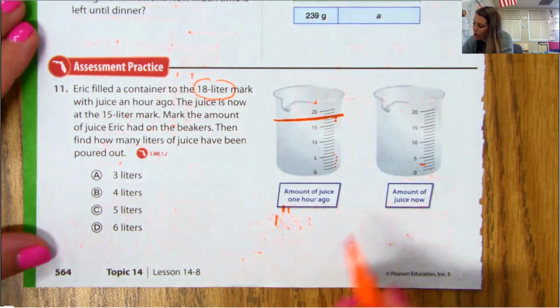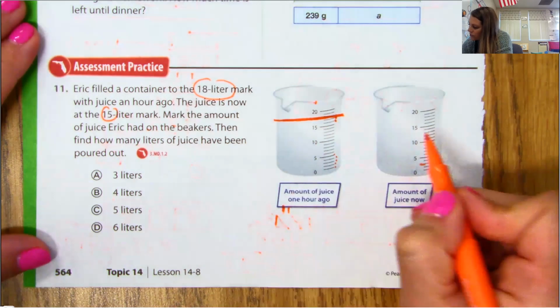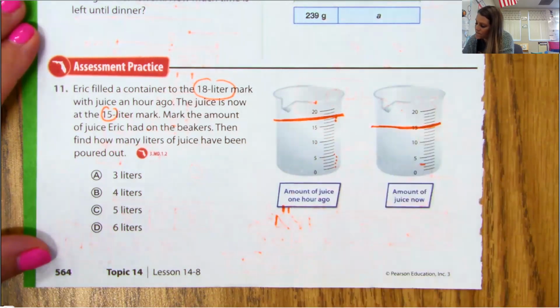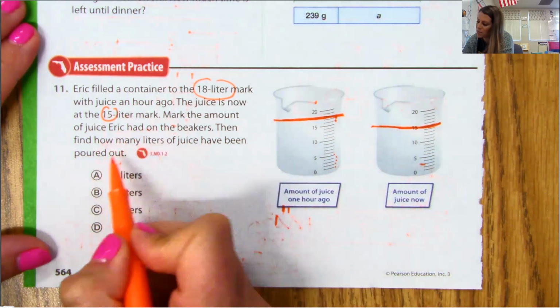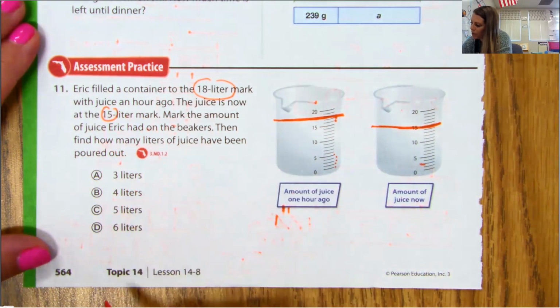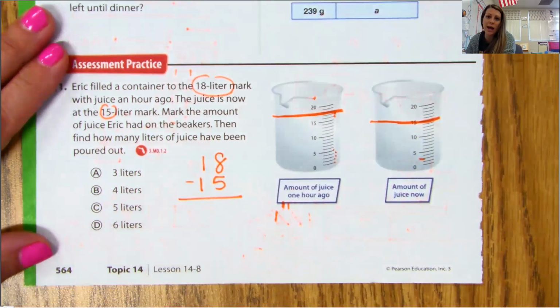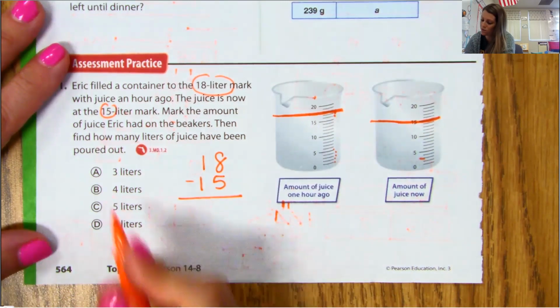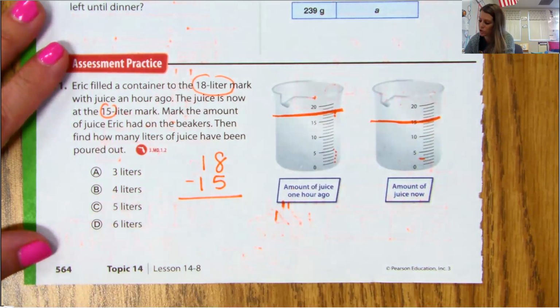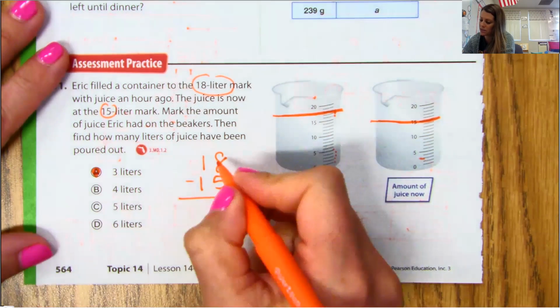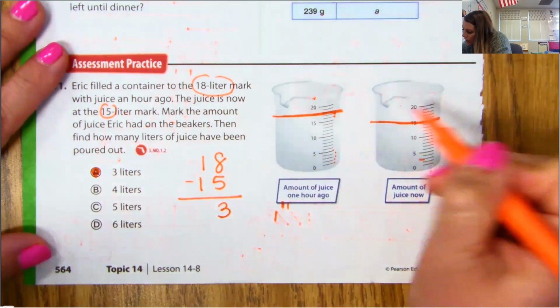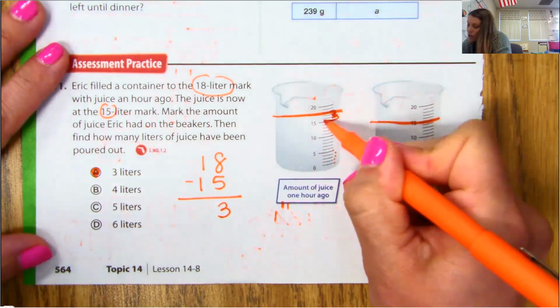The juice is now at what? The juice is now at 15. Well, that's an easy one. We just find 15. Okay, find how many liters of juice have been poured out. Okay, well, we could count, or we could what? Add, subtract, multiply, or divide. Subtract, right? If it's getting smaller, we're subtracting. So if we start with 18 and we take away 15, that'll help us find that mystery number. What is the mystery number? 3, 4, 5, or 6? Well, you should have bubbled in 3 because 8 minus 5 equals 3. And if we look, we could count 1, 2, 3.